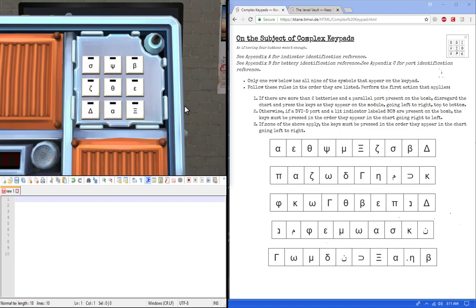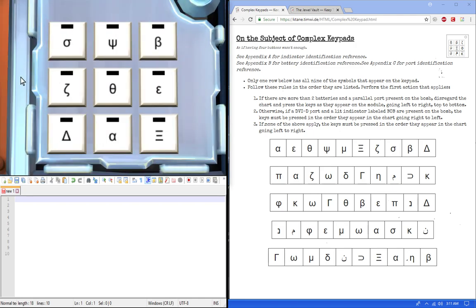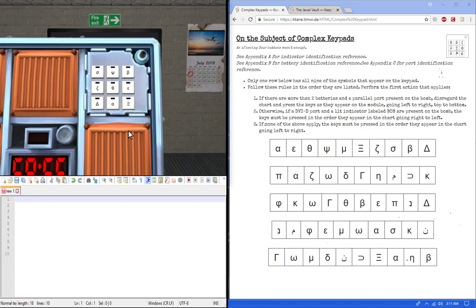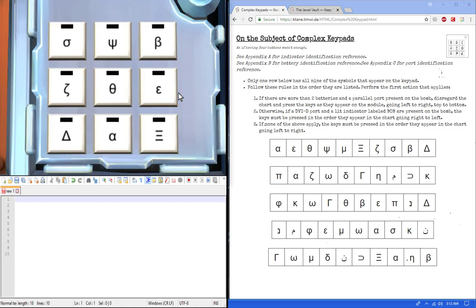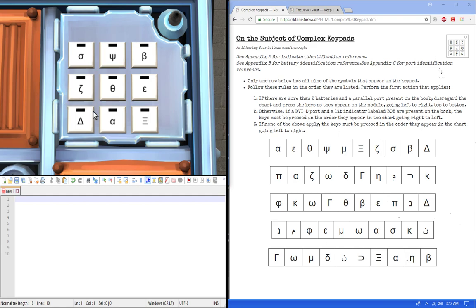So, you'll have 9 keypads, and all of them will be on the same row on one of these charts. And the object of this module is to press the keypads in the correct order.